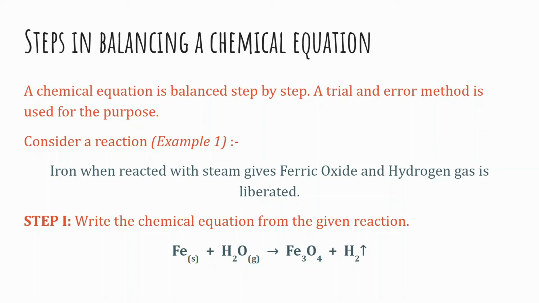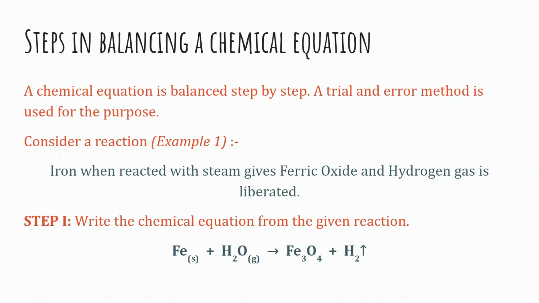A chemical equation is balanced step by step. A trial and error method is used for the purpose. Whenever a chemist or any person who does experiments, there is always a trial and error method. So at the same time, even we will make certain trial and error attempts to understand how a chemical equation is balanced step by step. Let's consider the first example. Iron, when reacted with steam, gives ferric oxide and hydrogen gas is liberated. Write the chemical equation from the given step.